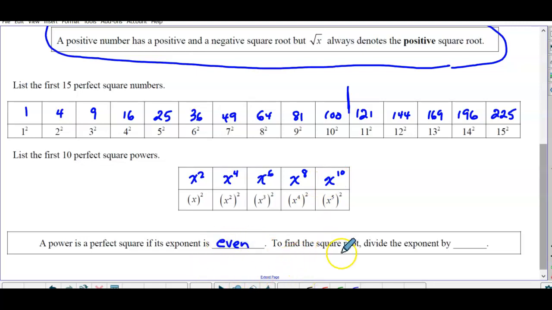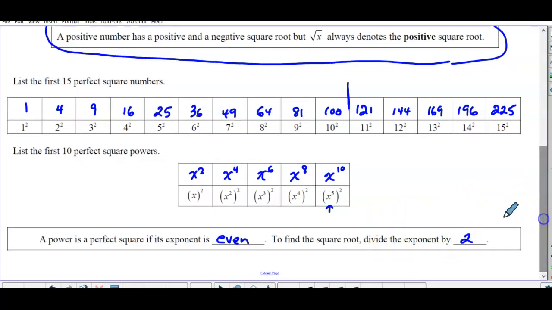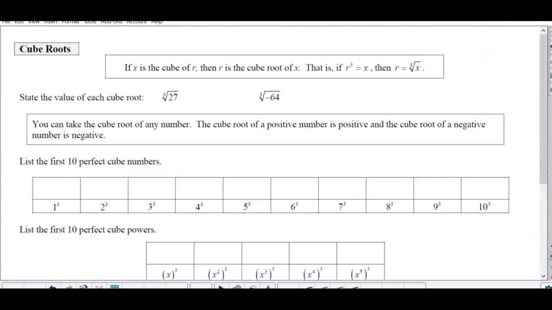To find a square root, divide the exponent by 2. So remember, square root gets you back to what's in the brackets. So 10 divided by what gives you 5? 8 divided by what gives you 4? You're dividing by 2. So that's the easy way of remembering how to take the square root of a variable power.